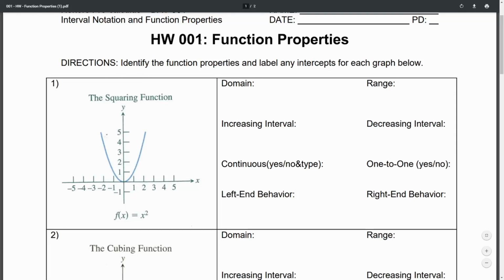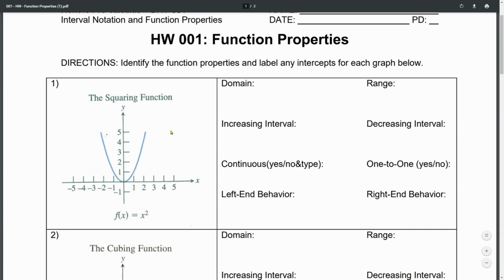Today we're going to be covering function properties. Basically what I'm going to be doing is defining these terms as simply as I can. So let's start with domain. Domain is basically all of your x values. Your range will be all of your y values.